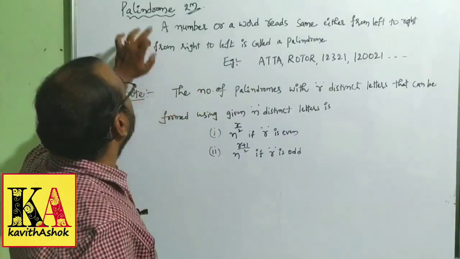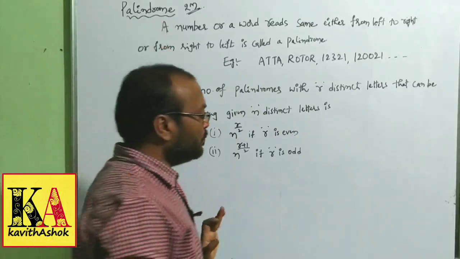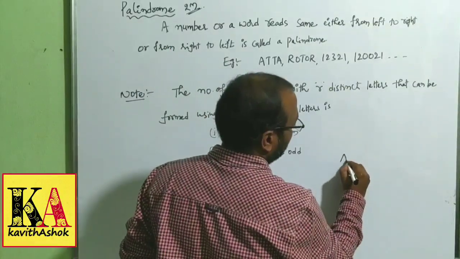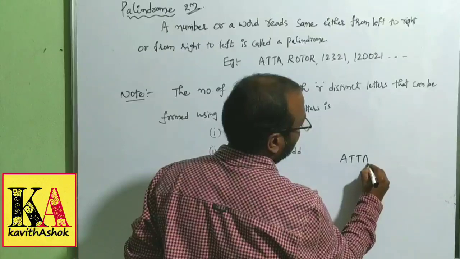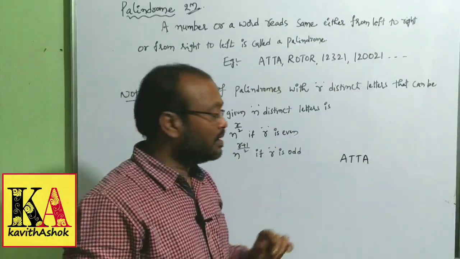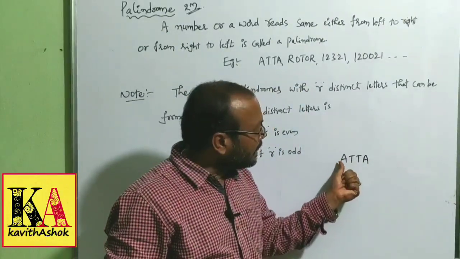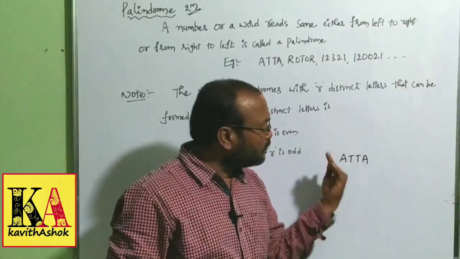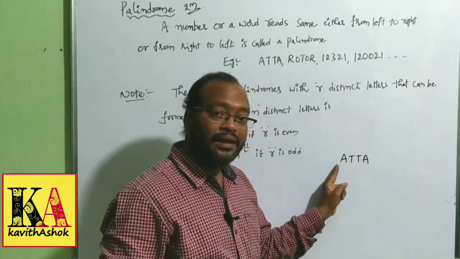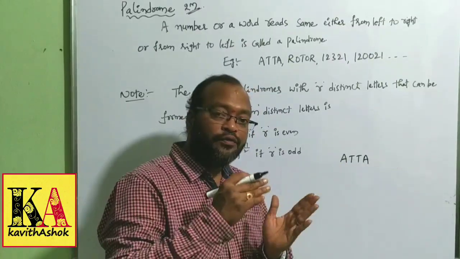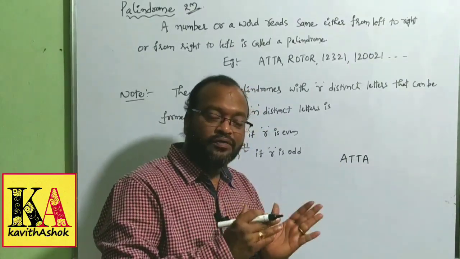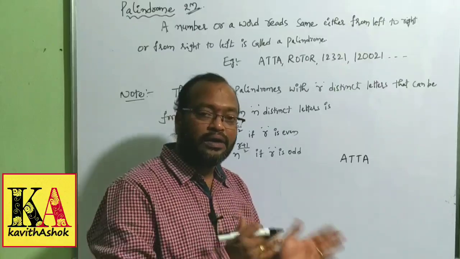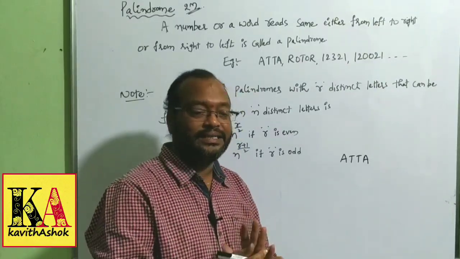Look here now. Palindrome means, look here now. ATTA is there. If you read from left to right, it is ATTA only. If we read from right to left, ATTA. So, if we pronounce a word from left to right or right to left, there will not be any change.